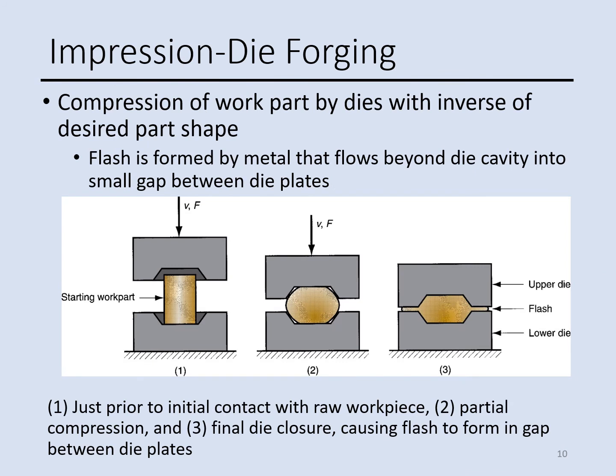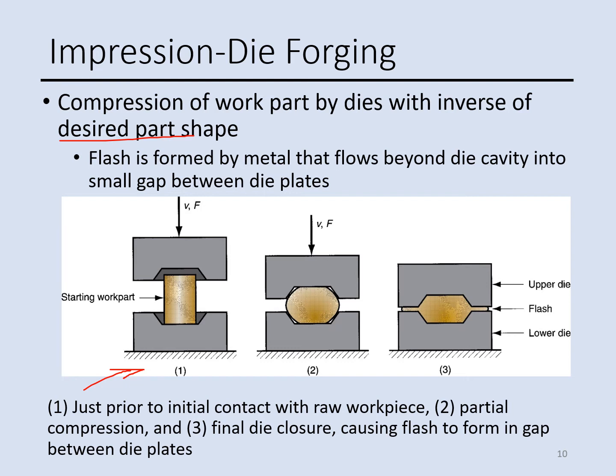The next operation is called impression die forging, where the work part is going to be produced by compression. We have dies in this operation, like this picture, as you see, this is schematic, the dies with the inverse of desired part shape. This operation provides some flash, as I said before, it's the excess metal that has to be removed, it has to be trimmed off.